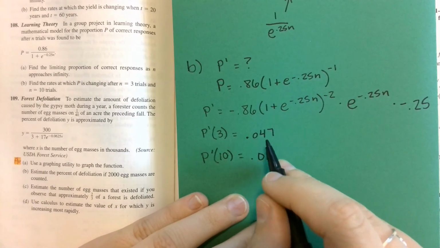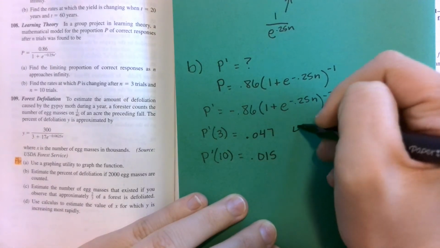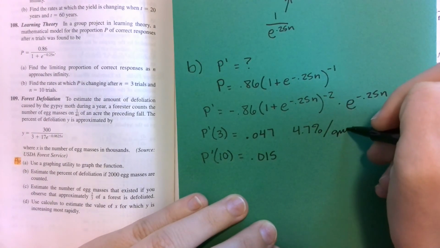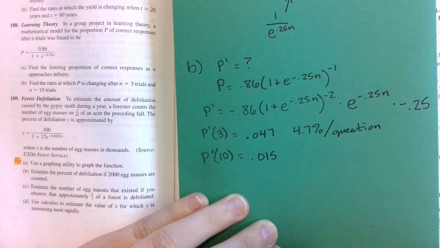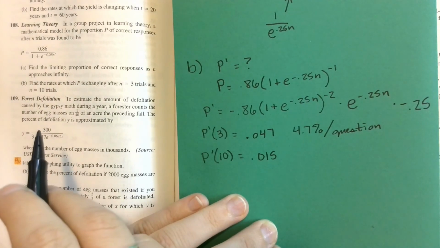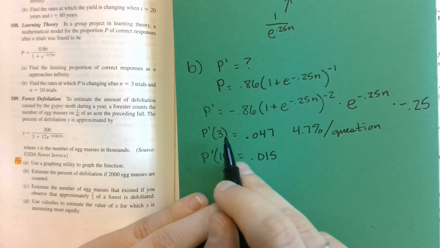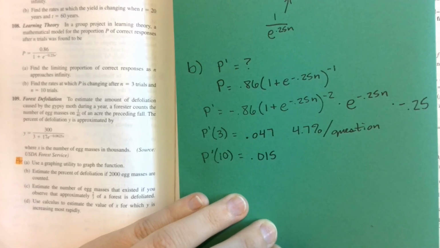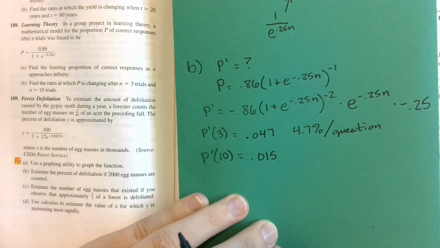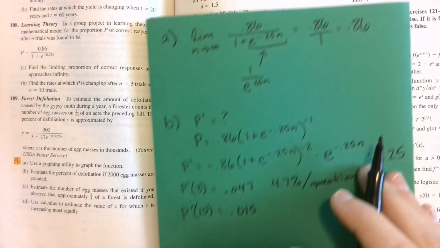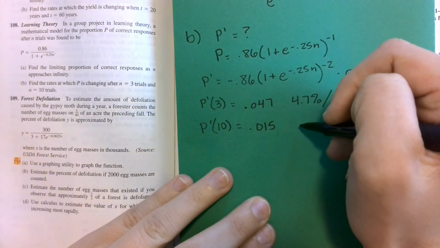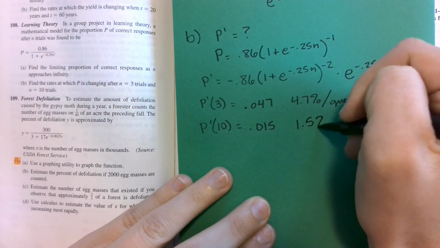So what this is saying is that it's increasing at a rate of 4.7% per question. So after 3 questions, if we plugged it into the original, we could get that proportion, but this is telling us that at this point, that proportion is increasing 4.7% per question. And it makes sense that the more questions you do, the less it would be increasing, because we know that it levels off at 86%. So for p prime of 10, it's increasing at a rate of 1.5% per question.